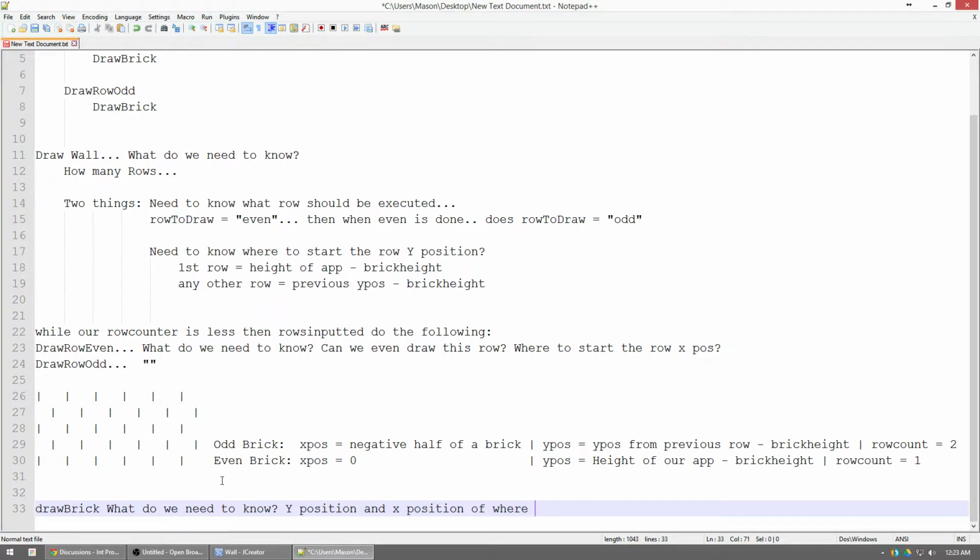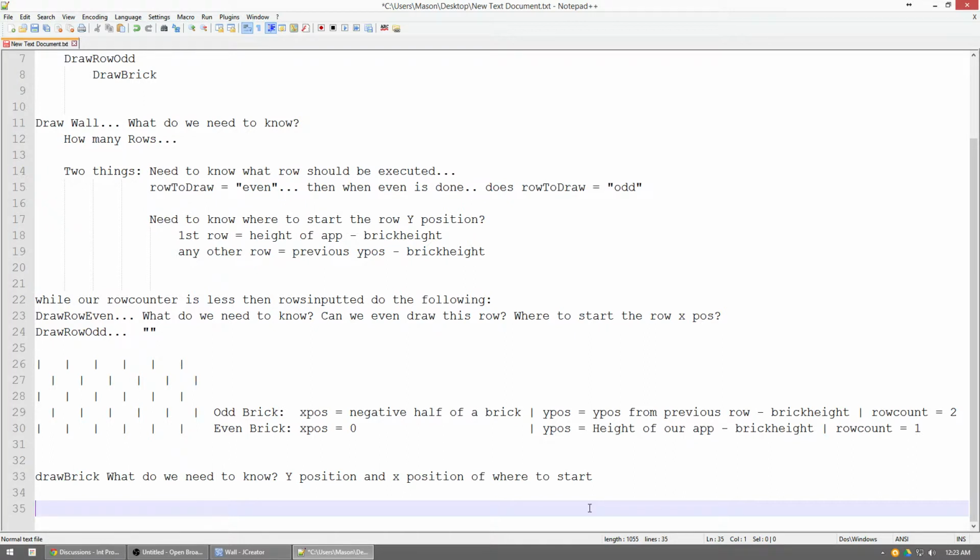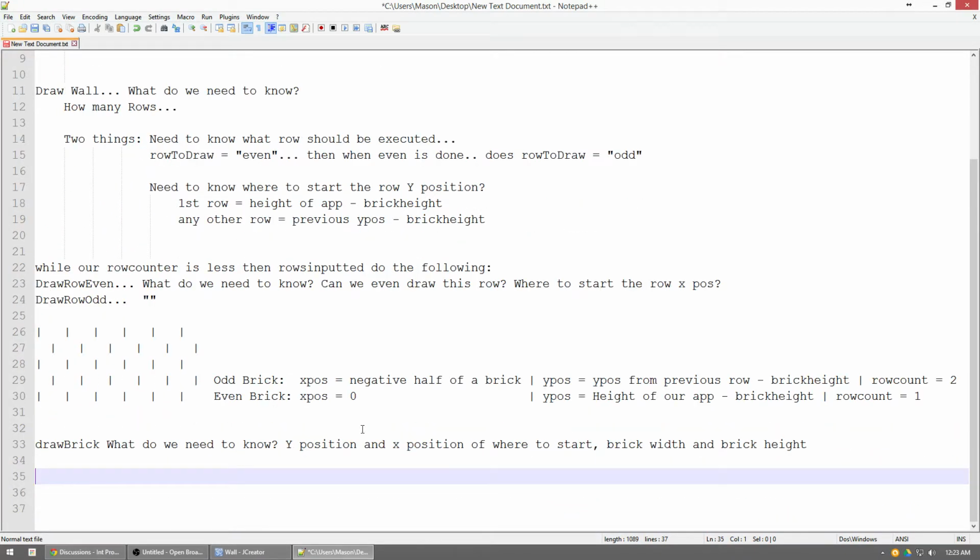Of where to start. The row needed to know that, and this is where, when you actually start to program, you're probably like, telling the row where the X and Y position is, you don't have to necessarily do anything with that. So let's take a look here. Okay, so we're drawing a brick. What do we need to know? Brick width and brick height are also something we need to know. We declared all that above in our programming, what our brick width and height are. So we'll go ahead and draw our brick now. Whenever we draw a brick, we draw it at the Y position and X position given.